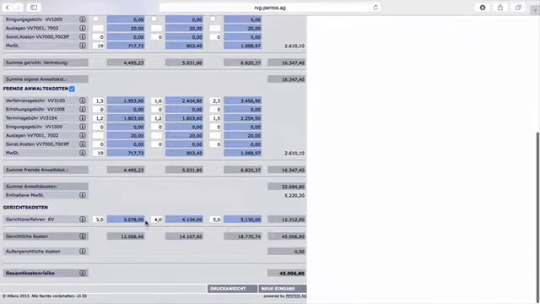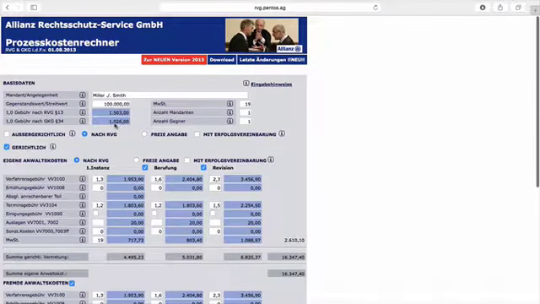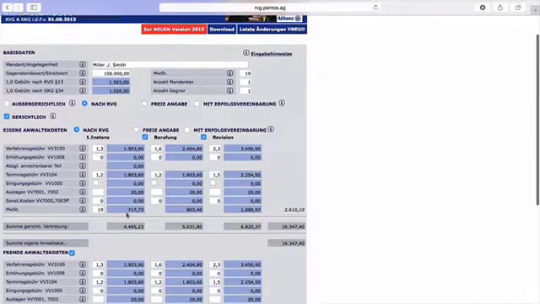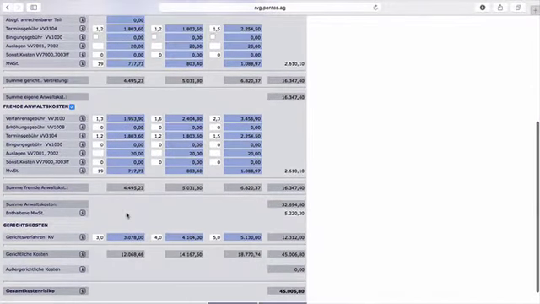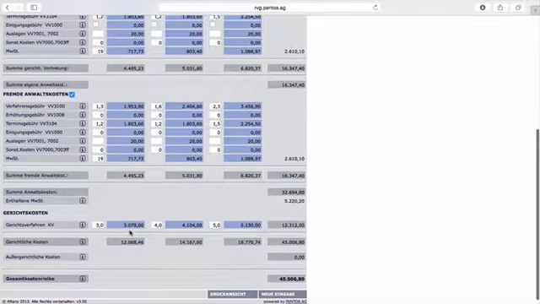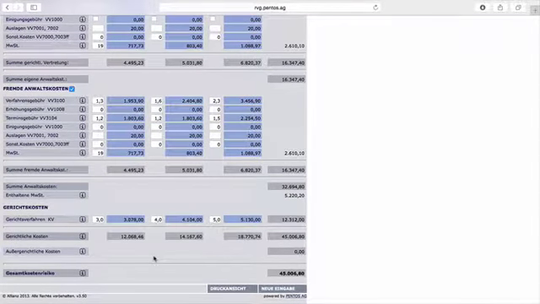You have the fee for the court. Here you see it's three times the basic fee we have here. Three times 1,026 makes 3,078. And here you have the full amount of the risk that you have in this case.